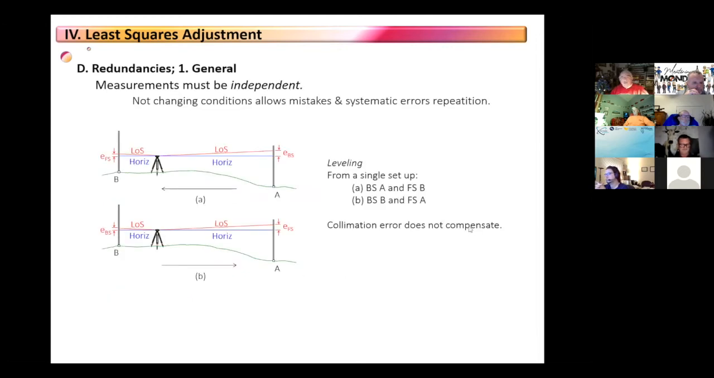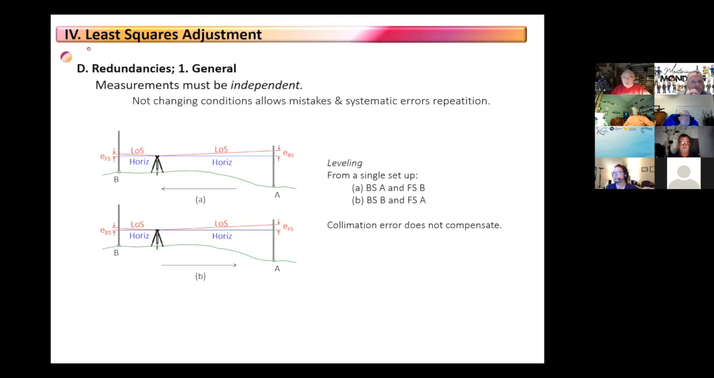Now, the thing we've got to be careful of is the measurements have to be independent measurements. If we're measuring a distance with a tape, we can't just look at the tape, read it, glance away, glance down again and read it again and say that's a second measurement. We have to change something about the measurement condition to ensure that our systematic errors or mistakes aren't being repeated.